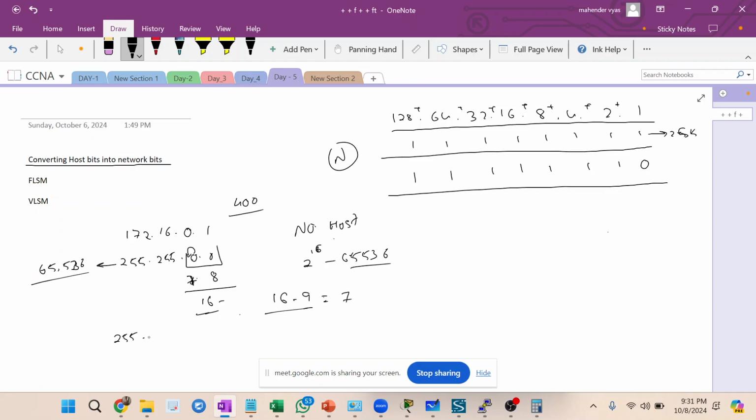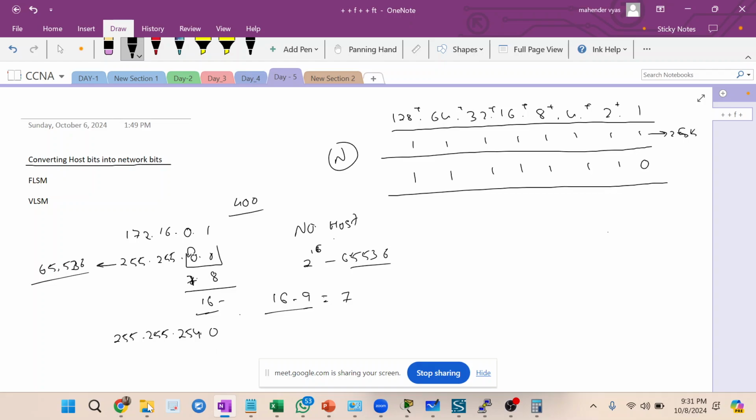So the new subnet mask would be: the first octet we have not changed anything. Second octet we have not changed anything. Third octet, instead of 0, we have taken 7 network bits now. Only one is a host bit now. So instead of 255, we will write 254, and here 0.